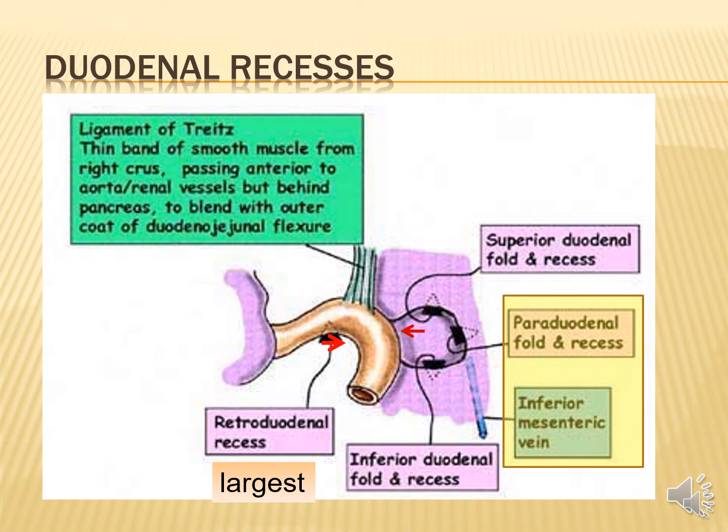So these are the duodenal recesses, and here we can also appreciate one fibromuscular band which is known as ligament of Treves. It is present in the fetal life, and it can be present in some subjects in adult life also. It extends from right crus of diaphragm to the duodenojejunal flexure, and it passes anterior to the aorta. And actually the length of this ligament of Treves decides the shape of duodenum. So this is paraduodenal recess, retroduodenal the largest.